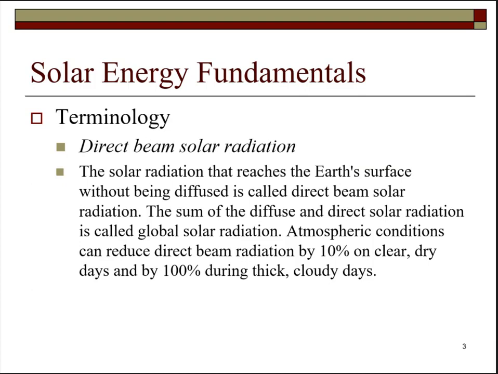Direct beam solar radiation reaches the Earth's surface without being diffused or reflected. If we go outside on a bright sunny day, the sun is very visible and sunlight goes directly to the Earth. That's what we call direct beam solar radiation.